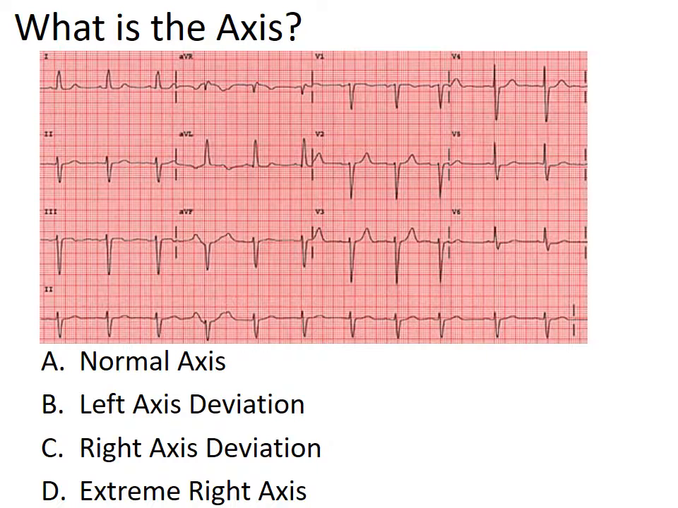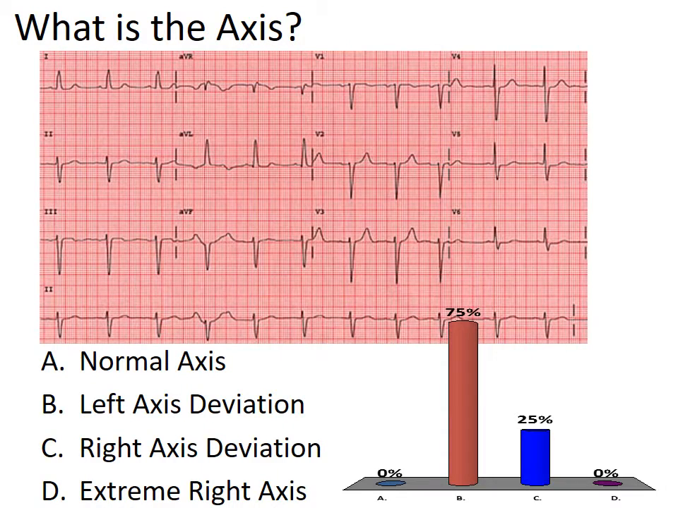All right, what's the axis on this? Where do we go for axis? 1 and AVF. 1 is up, so it's either going to be normal axis or left axis, right? AVF is down. It's what? Left axis deviation.